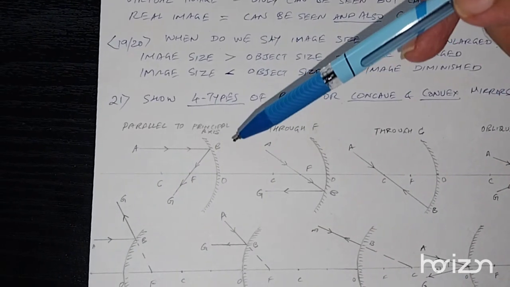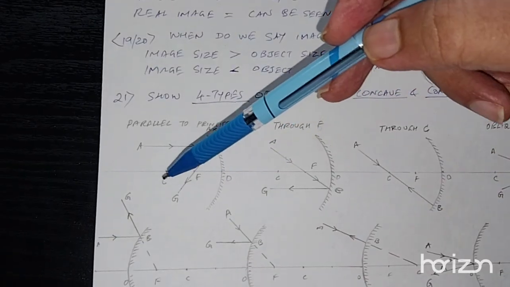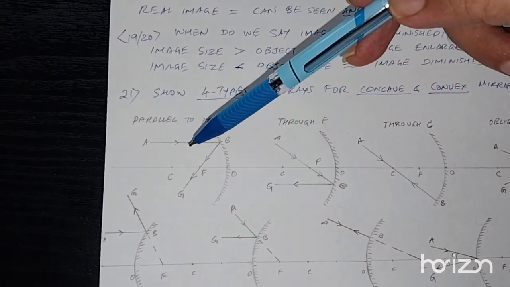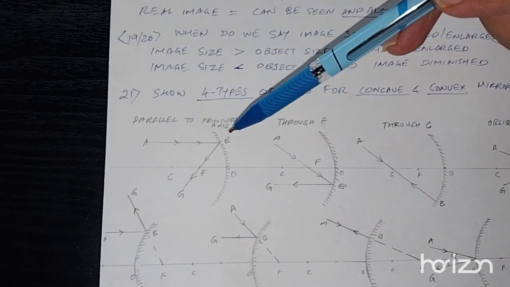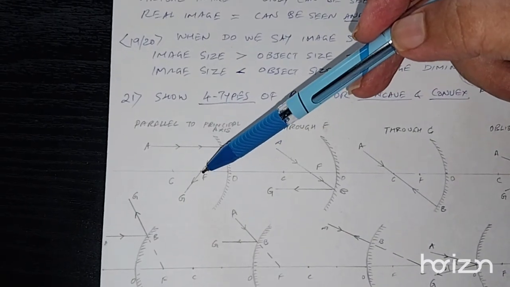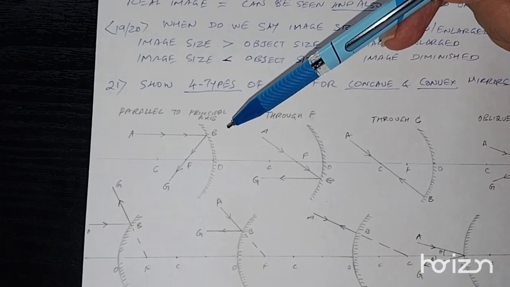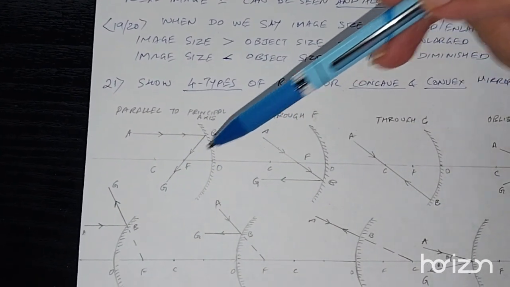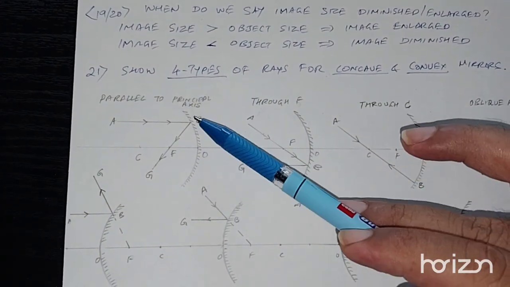So for a concave mirror, if C is the center of curvature and O is the pole of the mirror, CO is the principal axis, isn't it? Now AB is a ray which is coming parallel to this principal axis. When it gets reflected from the concave mirror, it passes through the focus point. So AB, which is parallel, gets reflected, and BG is the reflected ray which goes through F, which is the focus. So that is one important type. This is for the concave mirror.